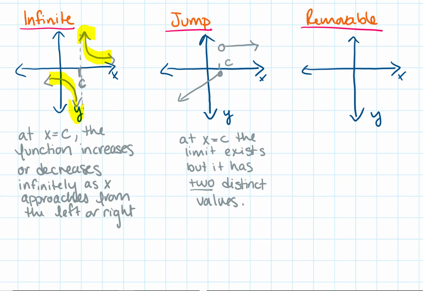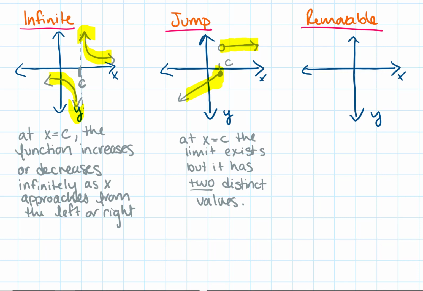So what does that mean? It means that if I'm approaching C from the left-hand side, my y value is some negative y value. If I'm approaching C from the right-hand side, the y value in this example is a positive y value. So the graph is jumping from one line to another line, in this case, at x is equal to c.